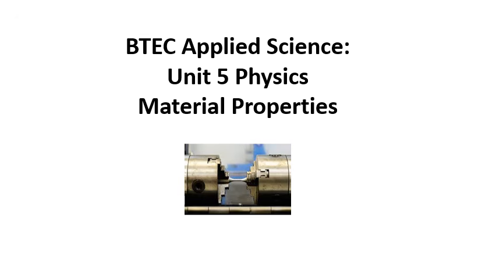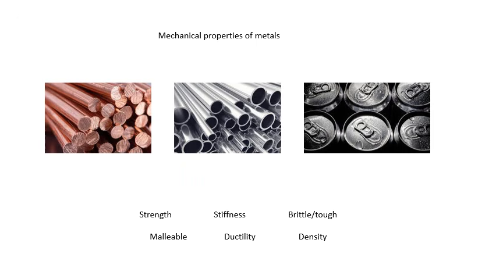BTEC Applied Science, Unit 5, Physics. This is the second section of Unit 5 Physics, and it's about materials. This is the first video, material properties. There's a list of material properties, and they have very definite meanings, and you need to learn them.